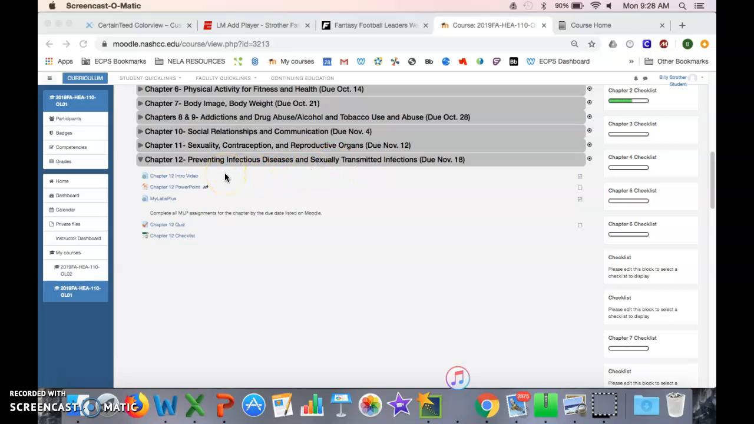And so this chapter really goes into talking about how these diseases impact our body. It's addressing some of the more prevalent or more common infectious diseases that are spread, and then ways that you can protect yourself from acquiring these diseases.